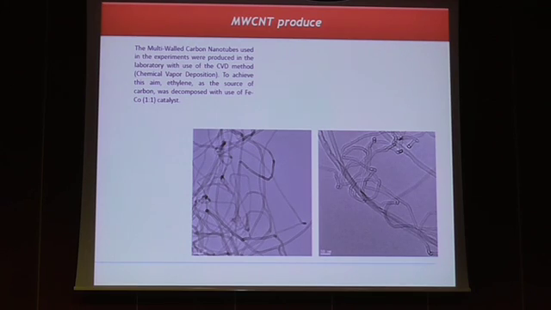The multi-walled carbon nanotubes that we used in experiments were produced in our laboratory with use of the CVD method. In order to achieve it, ethylene as a source of carbon was decomposed, and here we can see transmission electron microscopic images that present our multi-walled carbon nanotubes, which have an external diameter between 20 to 40 nanometers about.